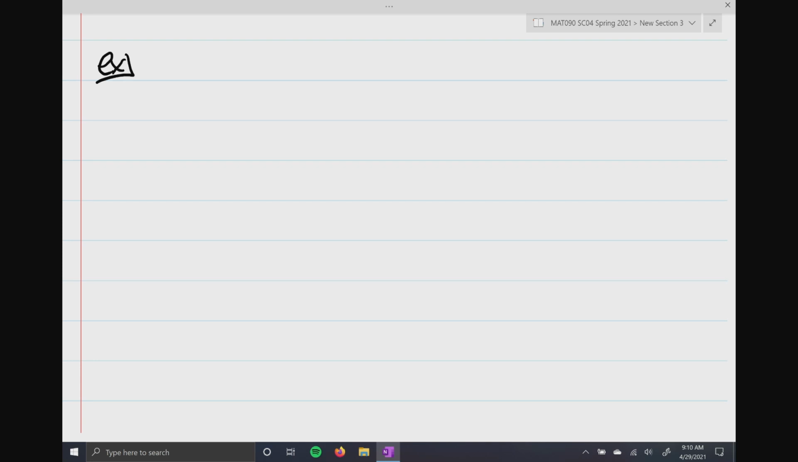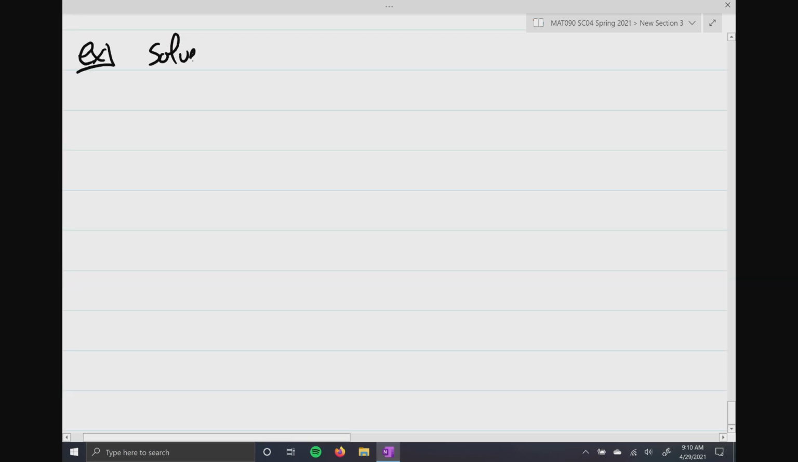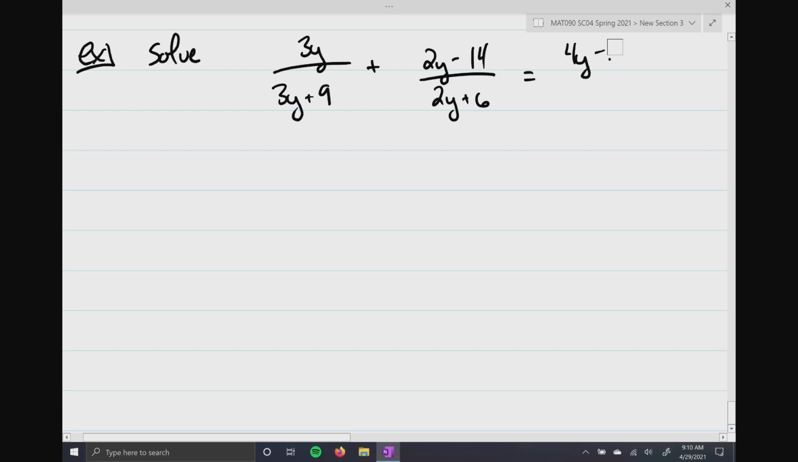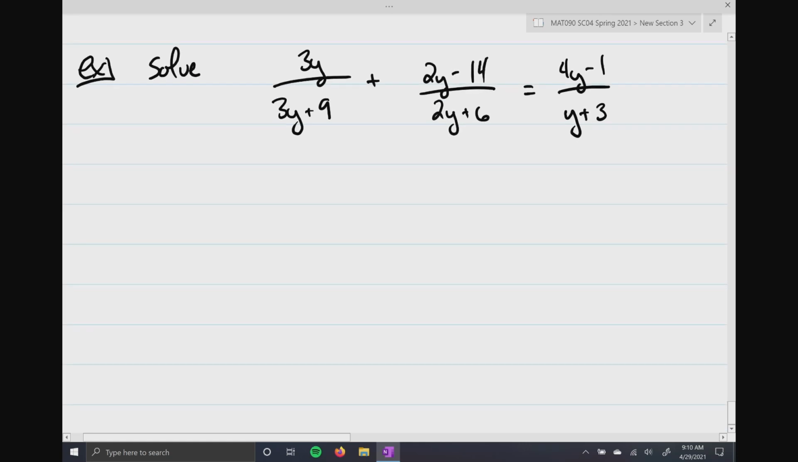So here's Aaliyah's problem. Like I said, fantastic problem. Directions are simple. Solve: 3y over 3y plus 9, plus 2y minus 14 over 2y plus 6, equals 4y minus 1 over y plus 3. All right?